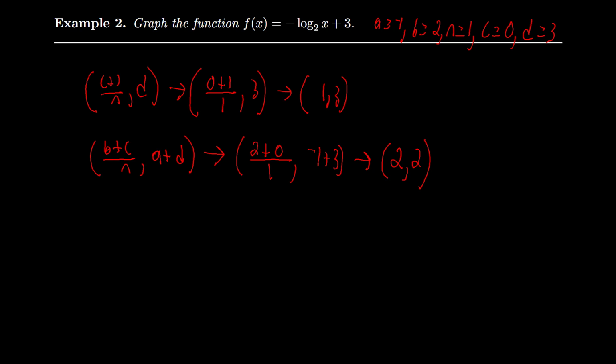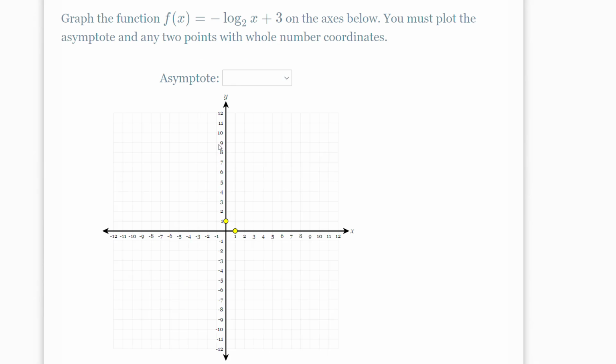And then I also need where that vertical asymptote is at. So the vertical asymptote, as always, will be at the line x equals c if n is greater than 0. It is. So it will be the line x equals whatever c was. Well, c was 0. So it'll be the line x equals 0, aka the y-axis. So let's remember the points 1, 3, 2, 2, and the y-axis.